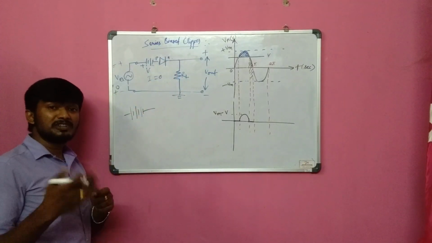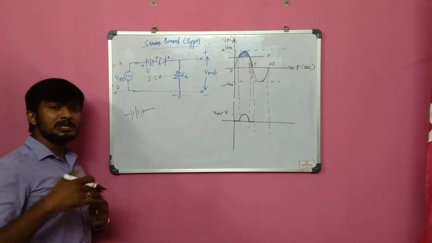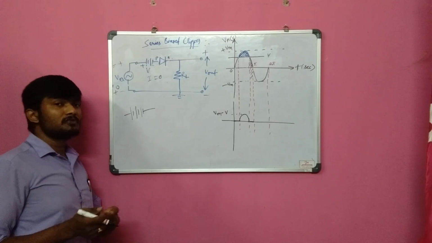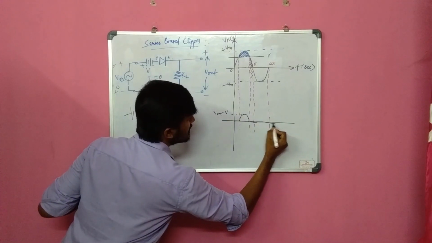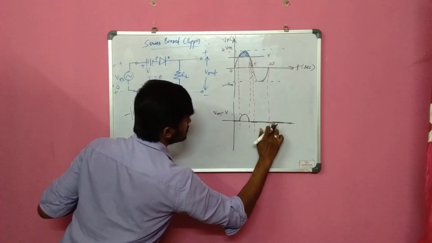What positive connected to negative means what? Which bias? Reverse bias. Reverse bias means again diode is open circuit. That means no current flow. No current flow means no output. For the entire negative half cycle, I am not getting any output, zero output.